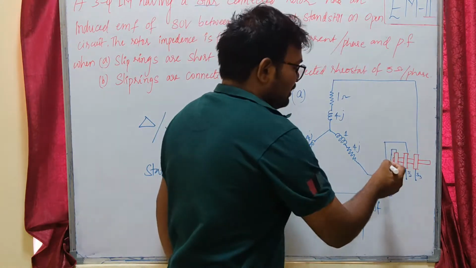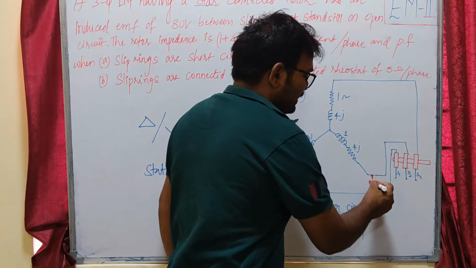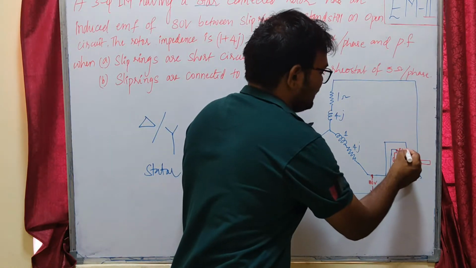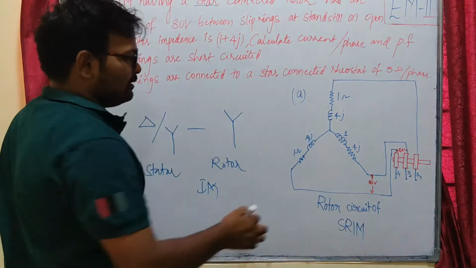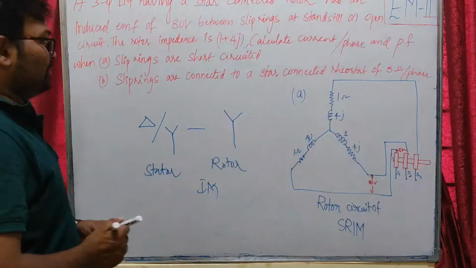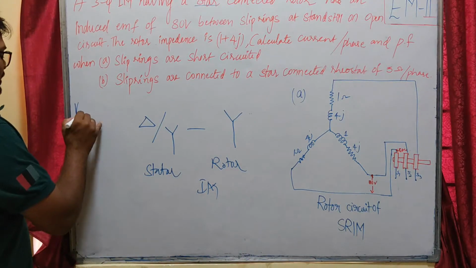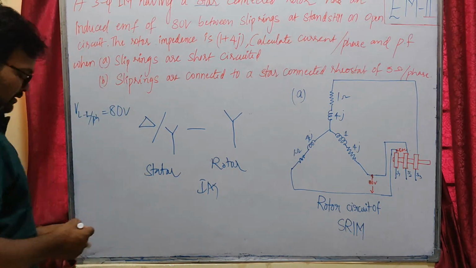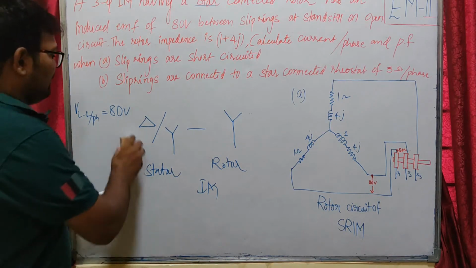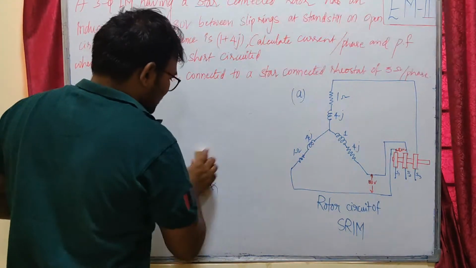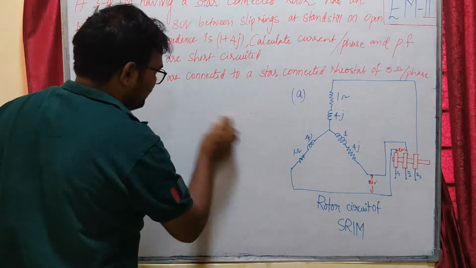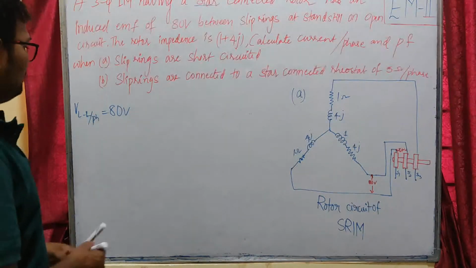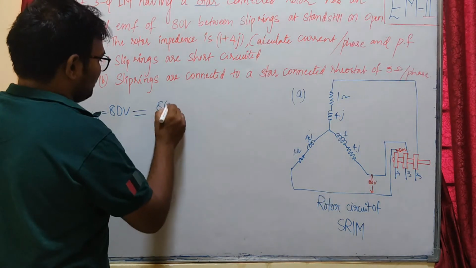The voltage between slip rings is given as 80 volts. That means this is the line to line voltage, 80 volts. Whenever a value is given in the question, it is always line to line, not per phase. So in order to perform the calculation, we need to convert it into the phase value.